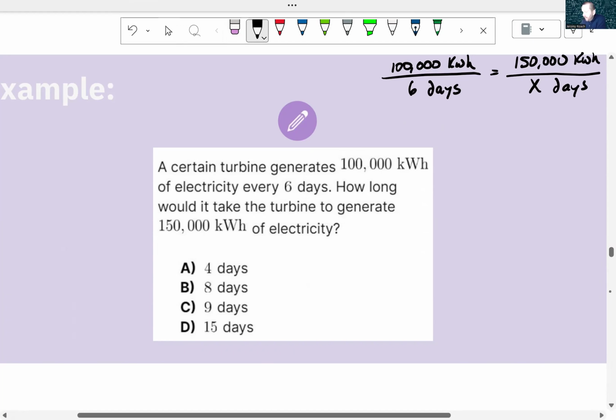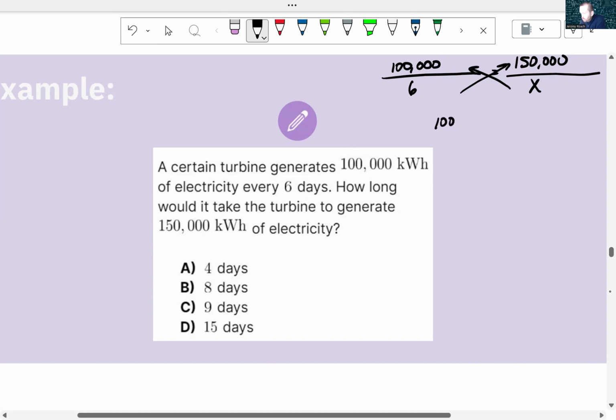Now, we don't really have to keep these units here now that we've matched them up properly. But you have to match them up properly. If you switch them, if you put kilowatt hours on the top on the left side and on the bottom on the right side, it's not going to work. So now after we cross all that out, we just have numbers to deal with. This is very simple cross multiplication. When you have an equal sign, you do cross multiplication like this.